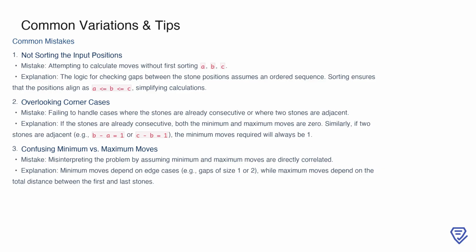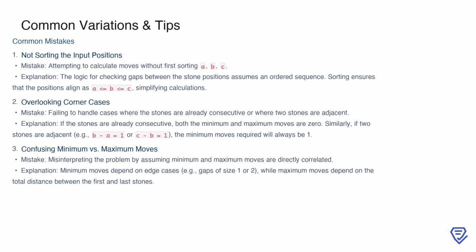Without sorting, the logic for determining the gaps between stones may not work as expected. Another frequent mistake is overlooking corner cases. For example, if the stones are already consecutive, both the minimum and maximum moves are 0. Similarly, when 2 stones are adjacent, the minimum moves required will always be 1, regardless of the third stone's position. Finally, be cautious not to confuse minimum and maximum moves.